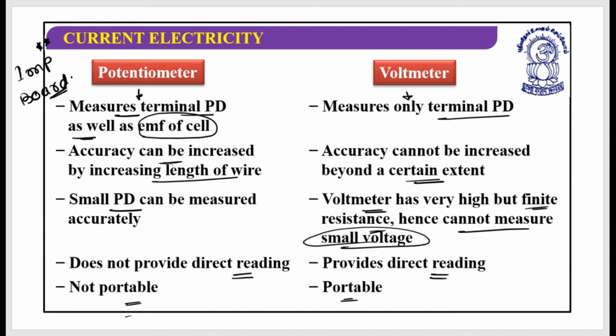But what we are considering is that if I require the EMF of a cell, I must go with the potentiometer, because a voltmeter cannot provide me the EMF. It can always provide me the voltage or the potential difference between two terminals, but it is unable to provide me the EMF. So when I require EMF, I must go with the potentiometer. And even the accuracy of the potentiometer is higher when we compare it with the voltmeter.